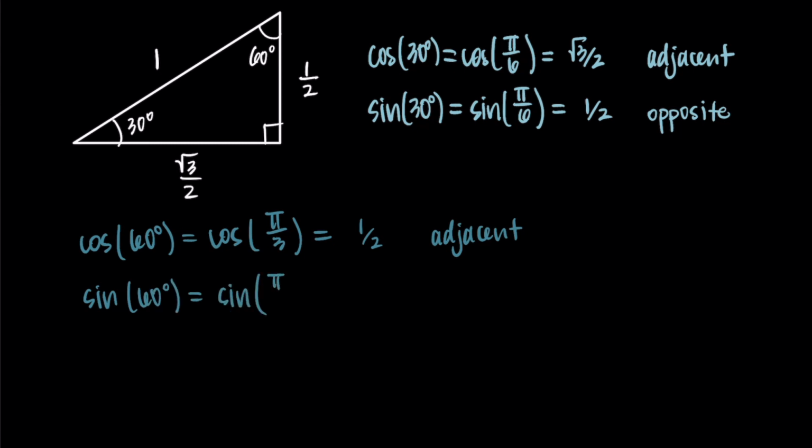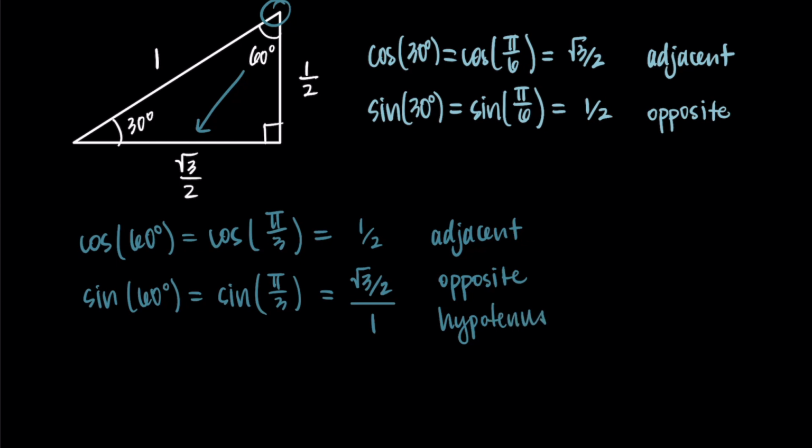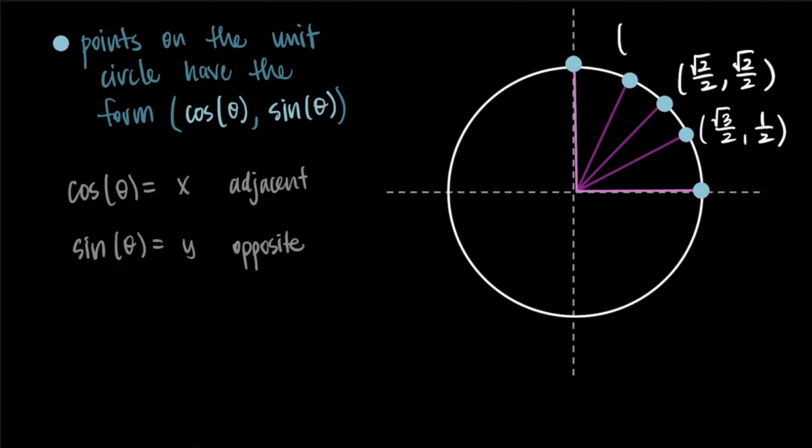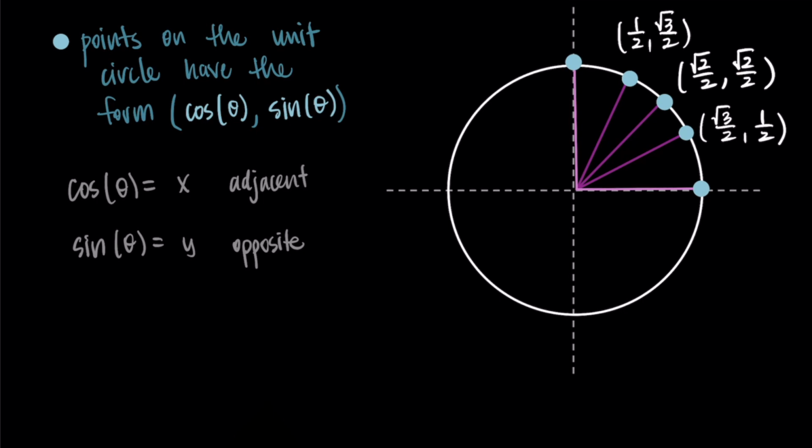We follow a similar process for sine. So we look across the triangle from the 60 degrees, and we get square root of 3 over 2 as the opposite side, and then we divide by 1 the hypotenuse. So square root of 3 over 2 is our sine value. So if we label these on our graph, we have 1/2 for the cosine or the x value, and square root of 3 over 2 for the y or the sine value.